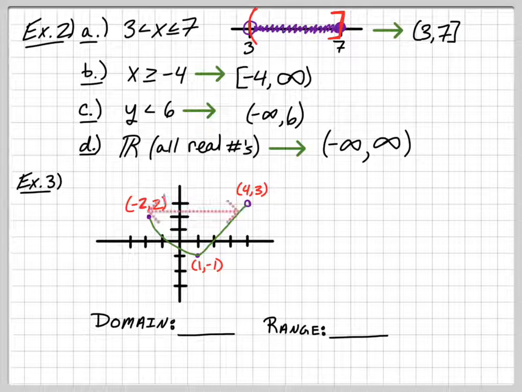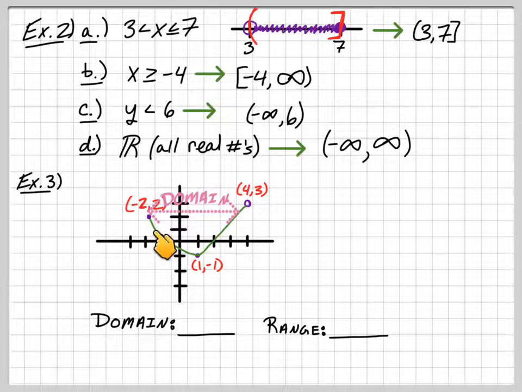So for the domain, I'm going to represent it with some arrows here. When I think about it, I'm thinking the spread on the x-axis, how far does it go from left to right? That's the domain. If you look at this guy, in terms of the x values, it never goes below -2. That's the endpoint, it stops. And it never goes above 4 for the x value. So that will be our domain.